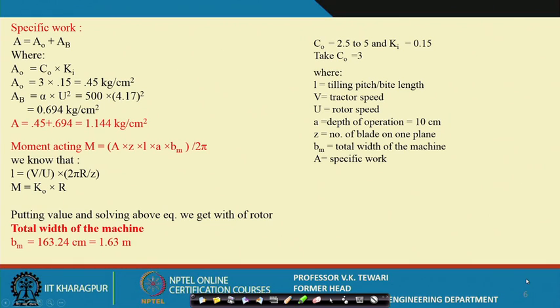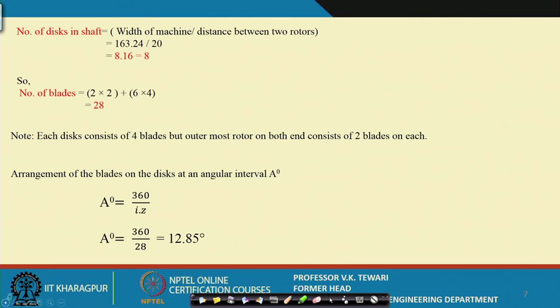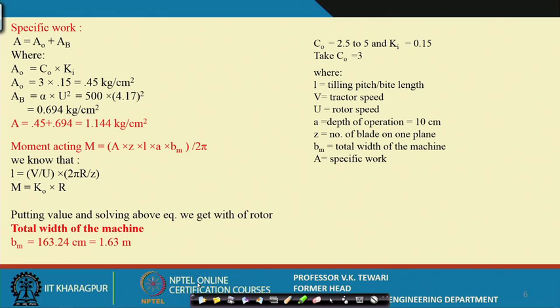Now, go to the next slide. If we take up the specific work, A is equal to A0 plus AB. We need to know the details of this. I have explained earlier that you must know the total specific work, because that becomes the basis for your design. How much volume of soil the rotavator blades will be handling, and only then can we think of the power source. So, it is very important to know about this part.